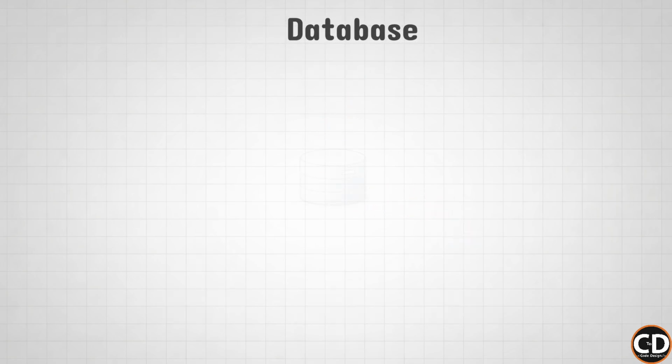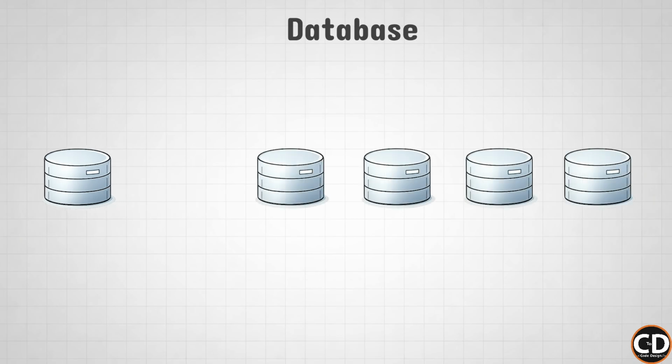Now let's talk about the database. Just like servers, if you use only one database for everything, it will eventually become a bottleneck. So what we do here is create multiple copies of the database. There is one main database, often called the master or primary database. This database is used only for write operations, like inserts, updates, and deletes.